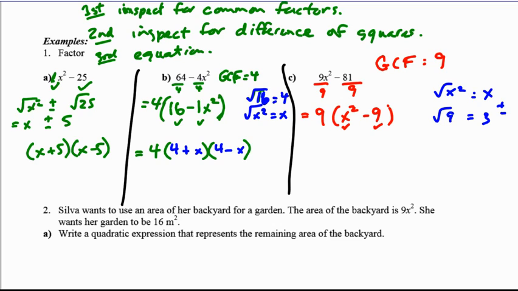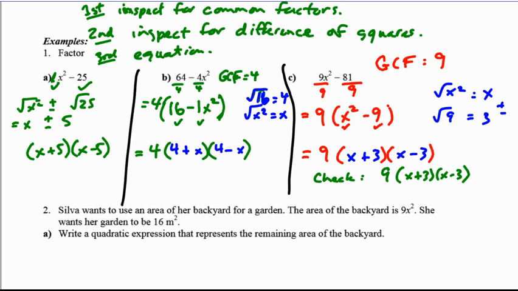So don't forget about your 9 now. Your 9 still is there. The thing you're going to do is make two brackets here, and you're going to say x and 3 and x and 3, and just make them different signs. Let's say you wanted to check whether this was right or not. We could do a check: 9 times x plus 3, x minus 3. So don't do anything with the 9 yet.